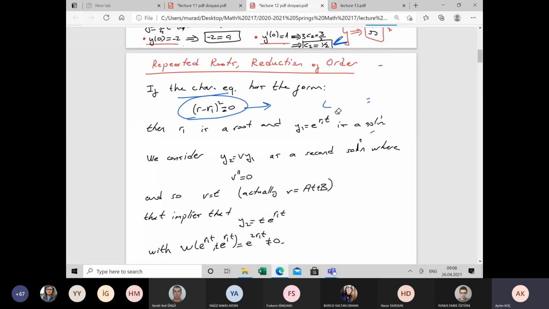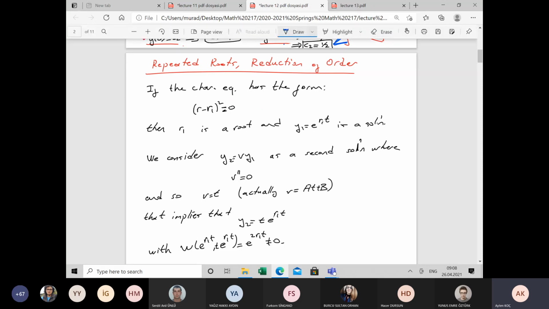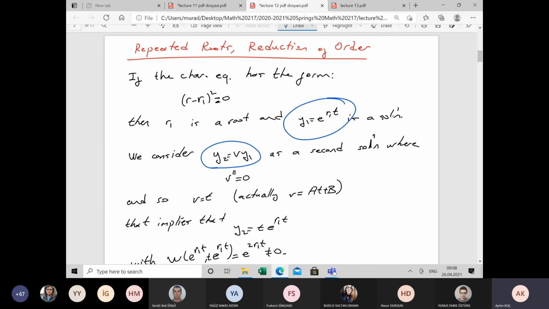If r1 is the repeated root, so we claim that the first one is this one, but the second one, y sub 2, is v times y sub 1, as a second solution. But what's the v here? Such that v double prime is 0. It's okay? V double prime is 0. What does it mean? V double prime is 0.